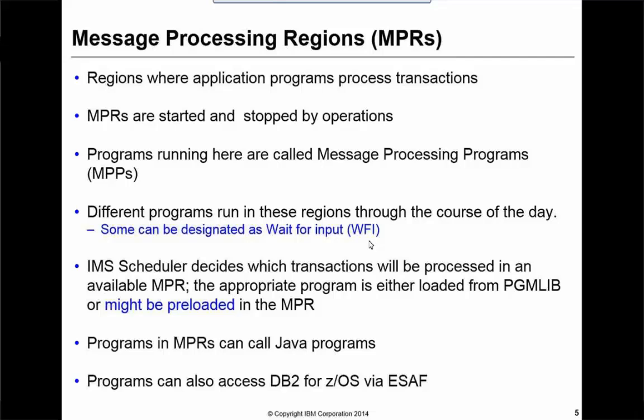Programs in MPRs can also call Java programs, right? And programs in MPRs can access, of course, IMS databases, but in addition to that, they can also access DB2 tables using what's called ESAF, External Subsystem Attached Facility, which is basically a facility that allows programs in IMS to go access or go talk to DB2 and access DB2 tables or DB2 databases, if you will.